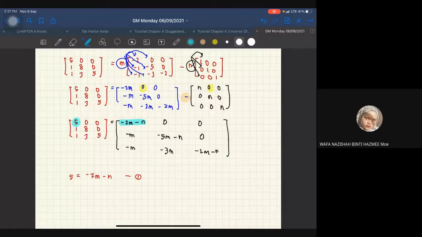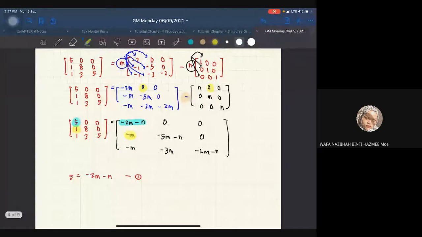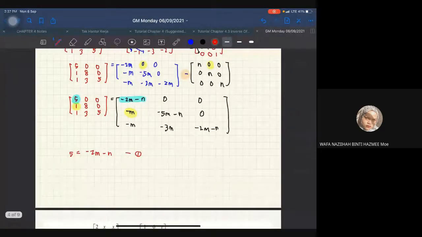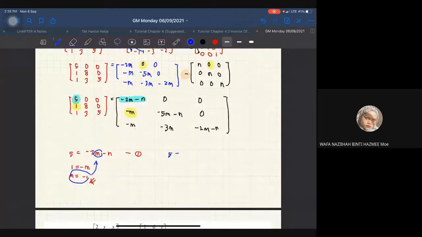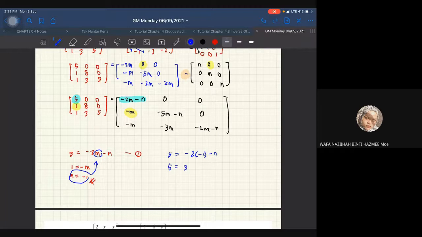Okay, so kalau dalam case ini, kita boleh gunakan this one. Dia sama dengan ni. Okay, so for the second equation, we have 1 is equal to negative m. So automatically we will have m is equal to negative 1. Okay, so settle kat sini, nilai m. Okay, so sekarang awak nak cari nilai n pula. So you just substitute this one over here into this one. Dia adalah m. Okay, so you will have 5 equal to negative 2 times negative 1 minus n. So you have 5 equals to 3 minus n. n is equal to negative 2.